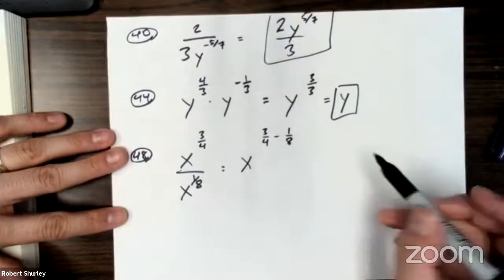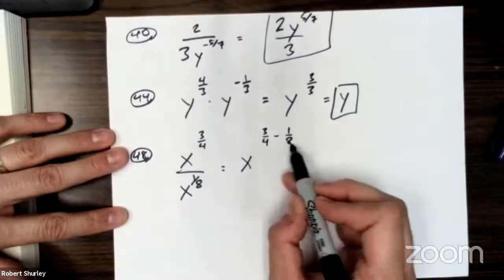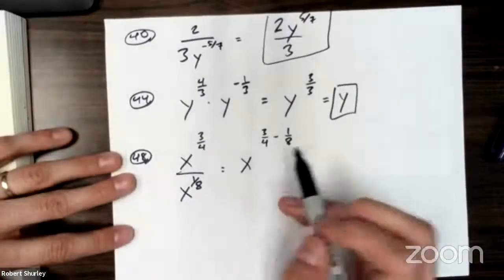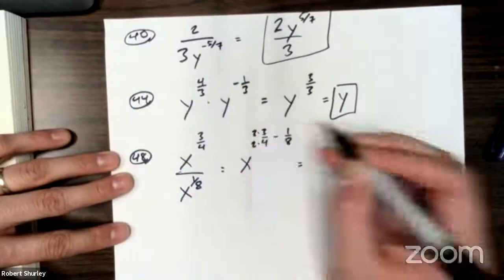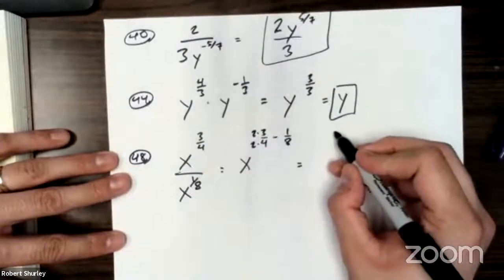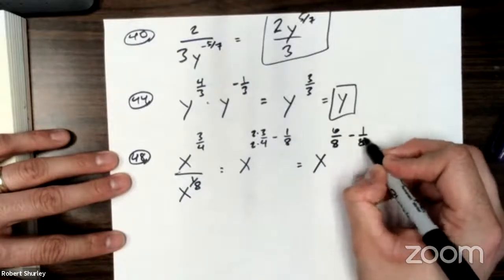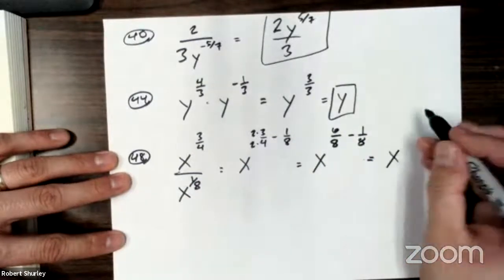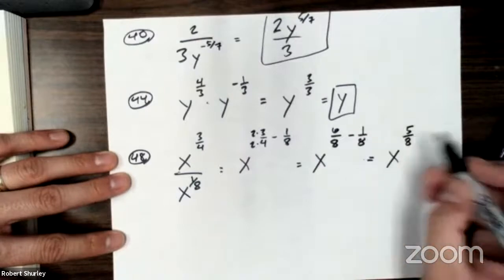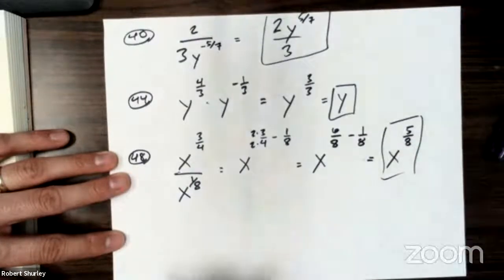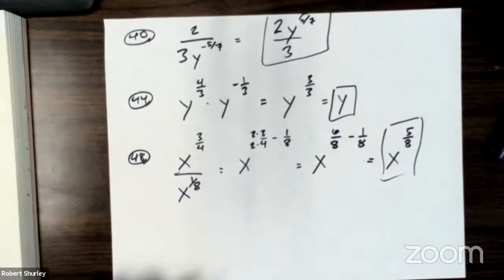Now we don't have a common denominator here. The common denominator between 4 and 8 is 8, right? You got to multiply this fraction by 2 on top and bottom. So you wind up with x raised to the 6/8 minus 1/8. So you wind up with x to the 5/8. X to the 5/8. 48.